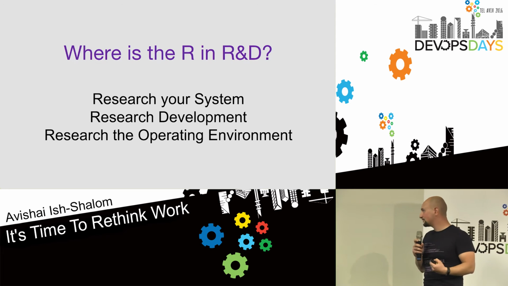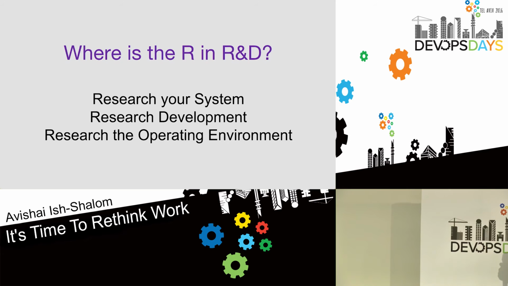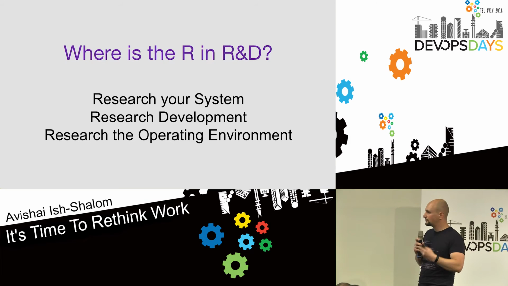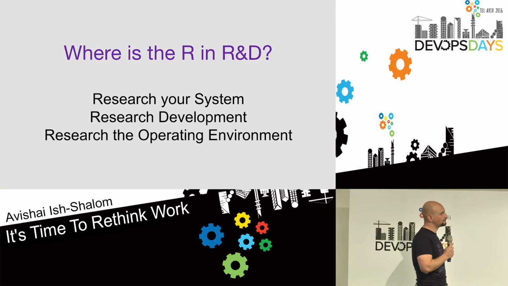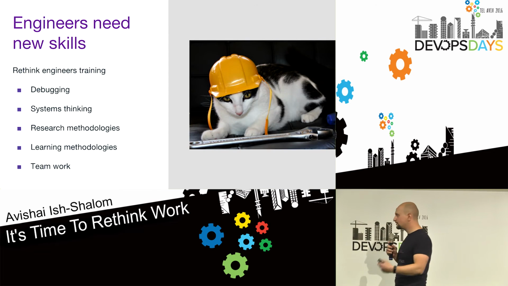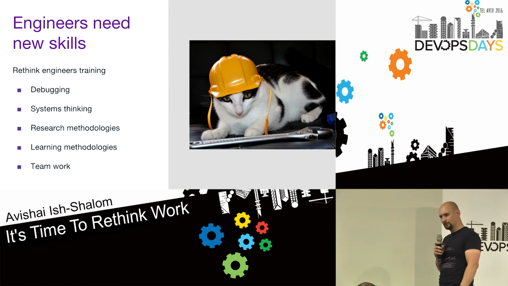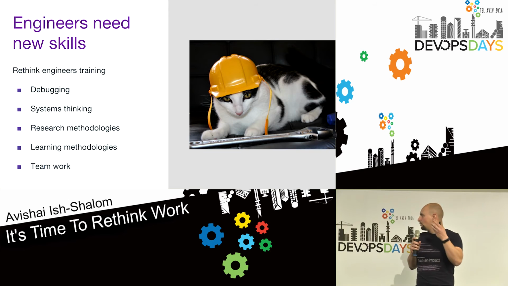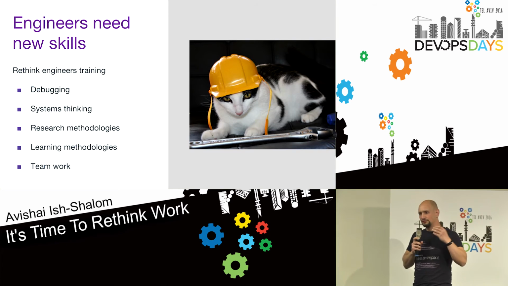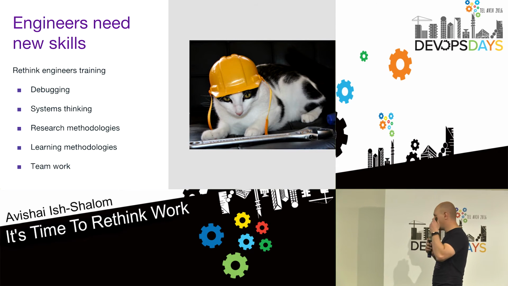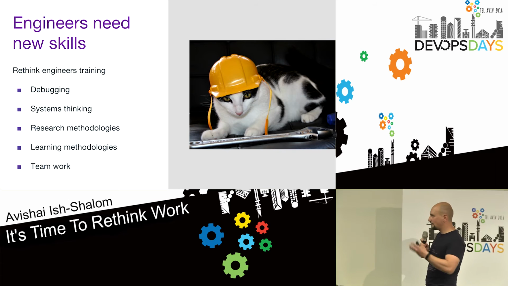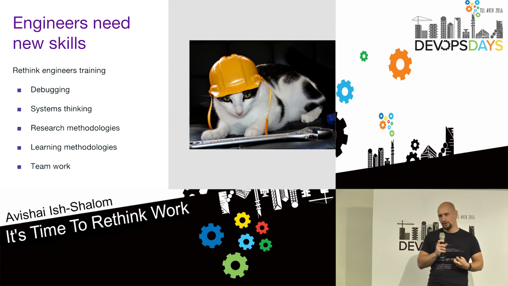We need research into our own systems, and we need to research development methodologies and development processes, and we need to research the operating environment that we live in, because it's complicated and it keeps changing all the time. So the kind of organizations that we want to build are learning organizations, organizations that are built around the concept of learning and research. First of all, we need to understand that engineers need different skills. Debugging is a very, very important skill for a complicated and complex world, because if you don't understand the world, you need to debug it, and you need to be able to learn and slice and dice it and be able to extract new knowledge from that world.